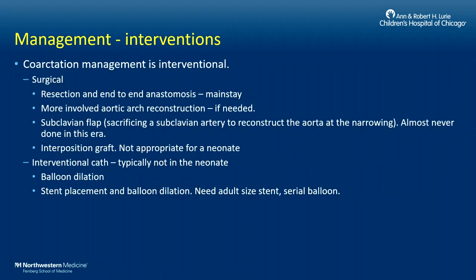Interventions, it's going to be something. It's either surgical or in the cath lab. Surgical, in general, we do an end-to-end. We resect the coarctation segment unless we need to enlarge the whole aorta. And depending on the anatomy, the surgeon has to decide to go in from the side or through the sternum. We really don't do subclavian flaps anymore or interposition grafts, certainly not in the neonate. There's other things to consider.